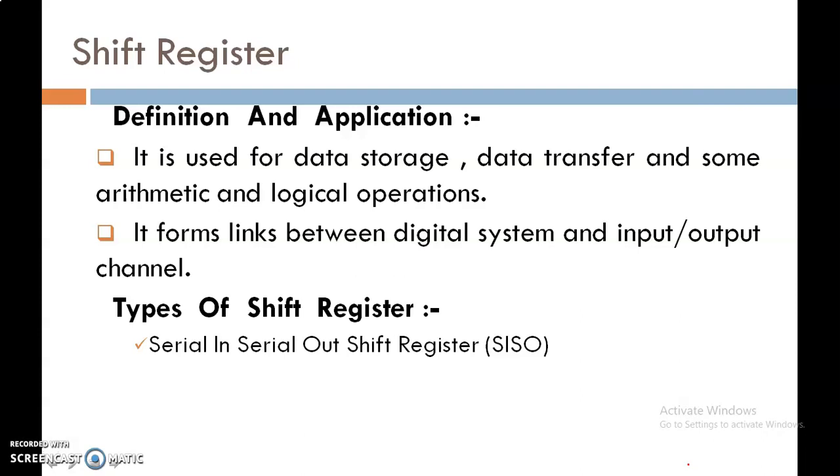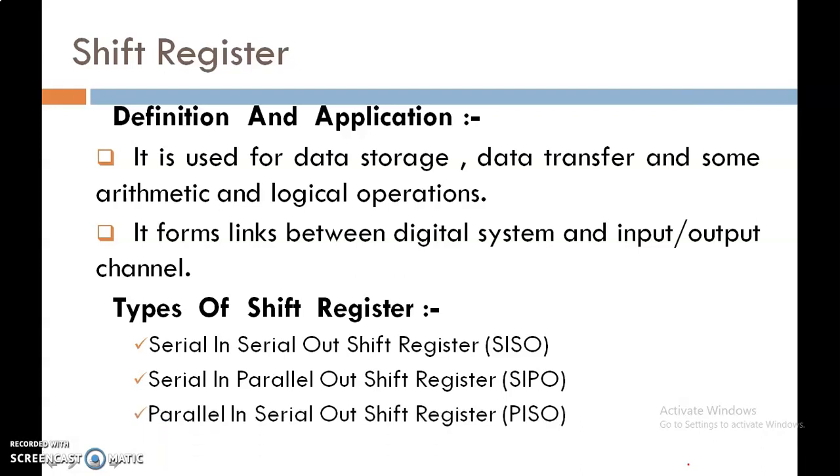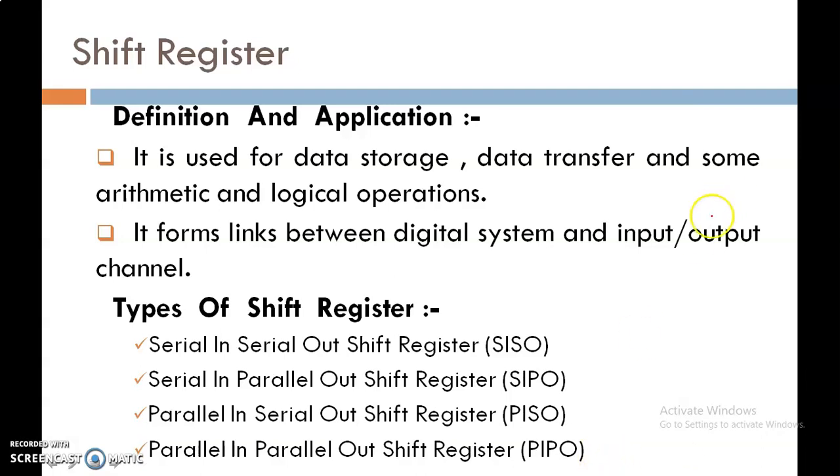First is serial in, serial out. In this case, data comes in a serial way and goes out from the register in a serial way. Second is serial in, parallel out shift register. That means data comes into the register in a serial way and goes out from the register in a parallel way. Third is parallel in, serial out shift register. That means data comes into the register in a parallel way and goes out from the register in a serial way. Fourth is parallel in and parallel out shift register. That means data comes into the register in a parallel way and also goes out from the register in a parallel way.